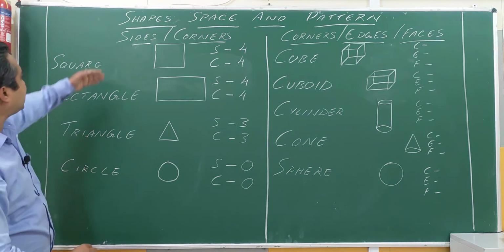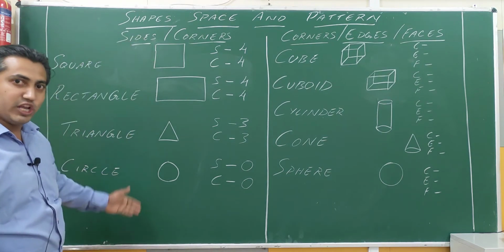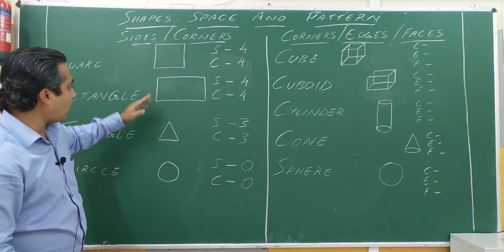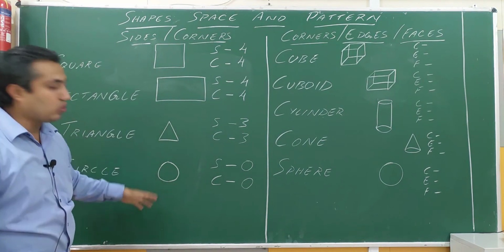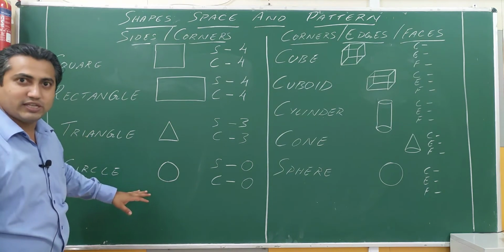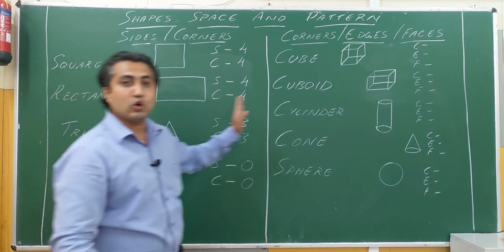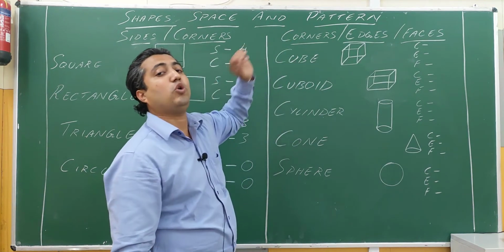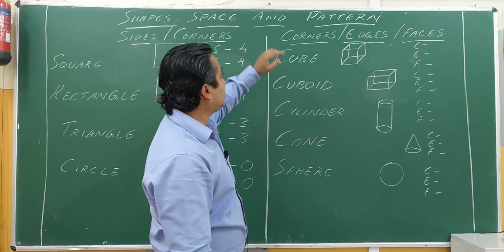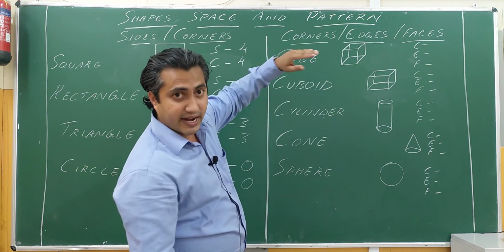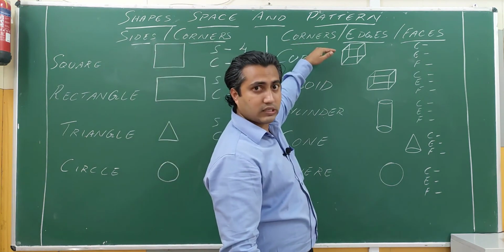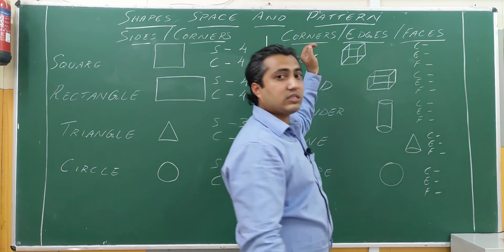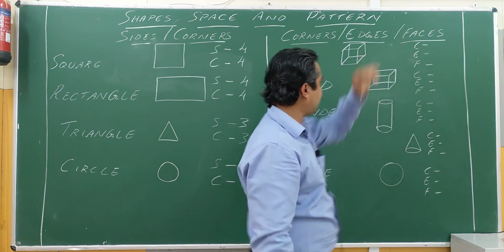Okay, students. So this is how in a flat shape we can find sides and corners. Side, corner, side, corner. No side, no corner. Now let us go to the solid shapes. What are we going to count in the solid shapes? In solid shapes, we are going to count corners, edges and faces.